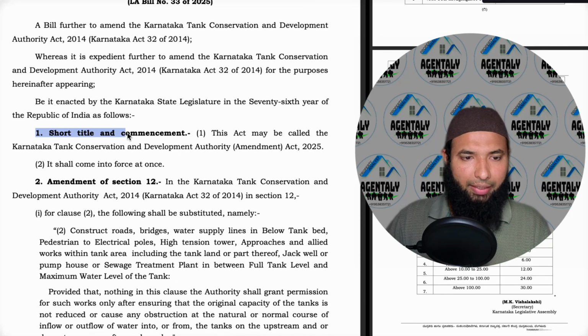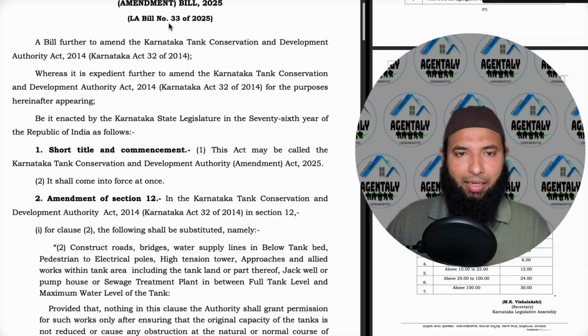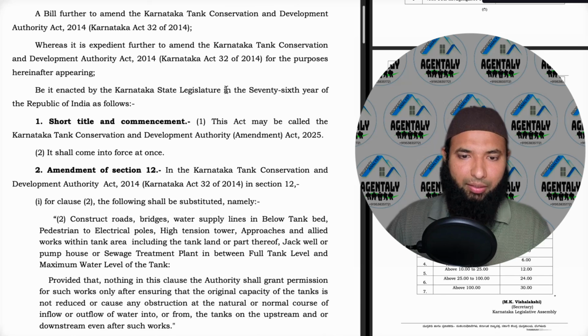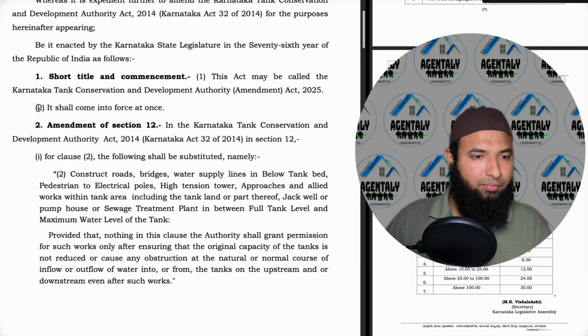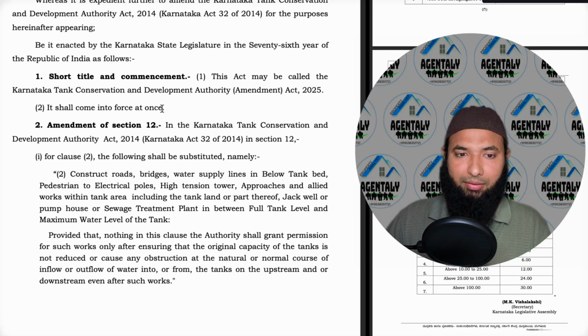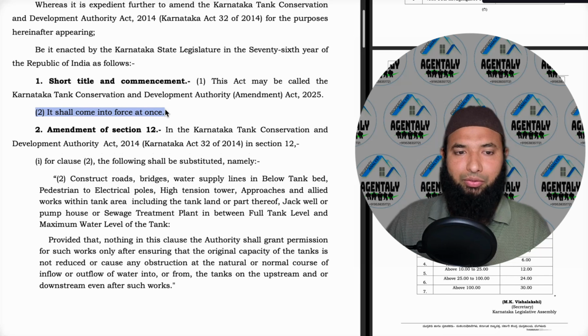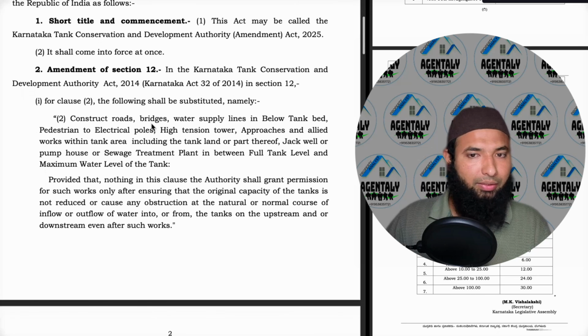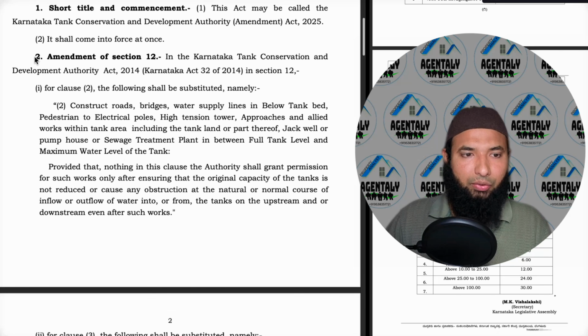First one, short title and commencement. The Act may be called the Karnataka Tank Conservation and Development Authority Amendment Act 2025. So the Act name is going to be Act number 33 of 2025. That is clear. Second, it shall come into force at once. They are telling directly that it comes into force at once, so it is already in force. 2. Amendment of section 12.